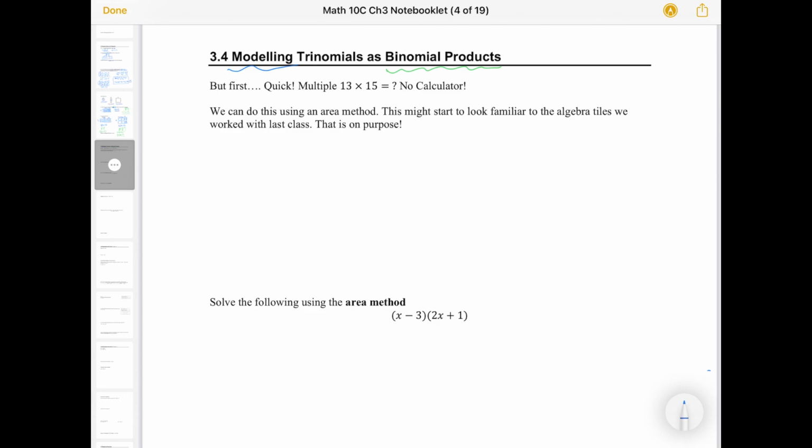And before we get there, though, I want to show you how this works with just numbers. So 13 times 15. No calculator. What are some ways you might break this up? Now, one of the ways that I'm going to show you is the area method. I'll show you this because it works for binomials when we get down here, and it's a good strategy overall. So instead of 13 times 15, I'm going to look at it as 10 plus 3 times, oh, sorry, not 15, times 10 plus 5.